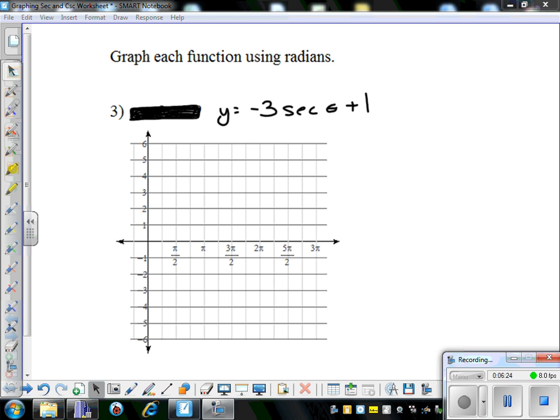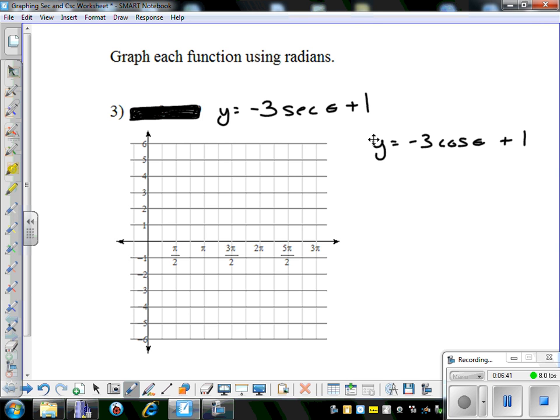Now for number 3, we have y equals negative 3 secant theta plus 1. We need to change this over to a sine or cosine function to graph it. First, remember the secant. We're going to use y equals negative 3 cosine theta plus 1.